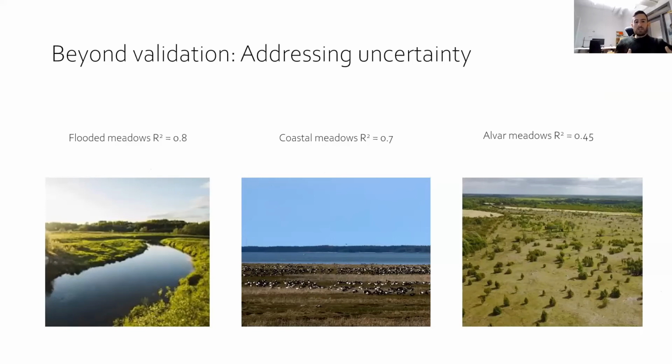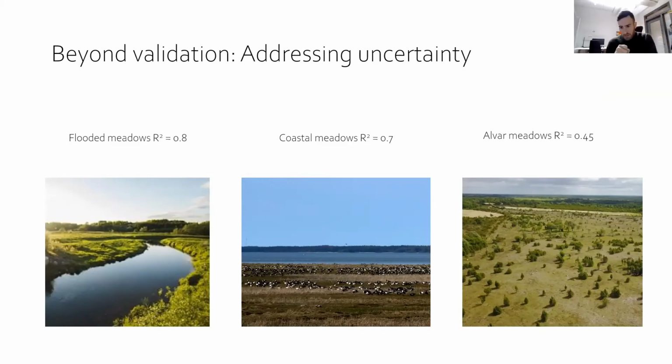If we look at flooded meadows, these are structurally very homogeneous swards in the grassland. So of course we get a very nice R-squared of 0.8, excellent model. But if we move with the same model to coastal meadows, which are already a bit more patchy, a bit more heterogeneous, then we will see that our accuracy is dropping a little bit. The accuracy of our model is going to 0.7.